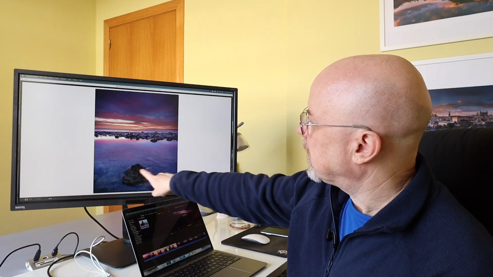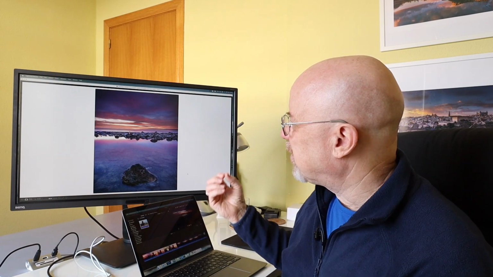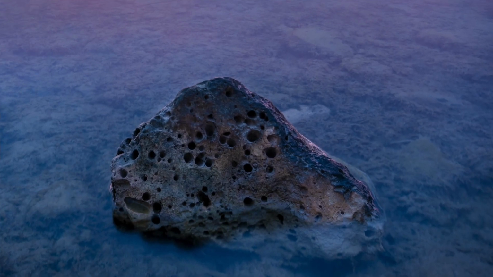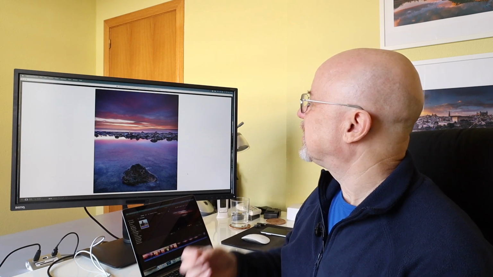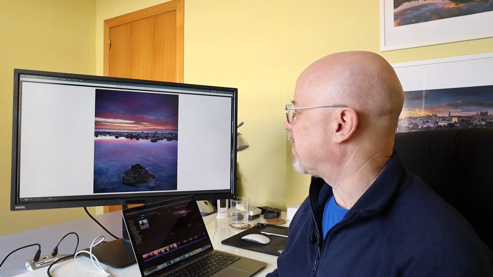And then finally we've got the rock that I chose for the foreground, which, although it's kind of interesting with all the little holes in it, it doesn't really stand out well enough. It doesn't look pretty enough. And all in all, I just think it's not a horrible image, it's not a dreadful image, but I don't think it really works all that well.